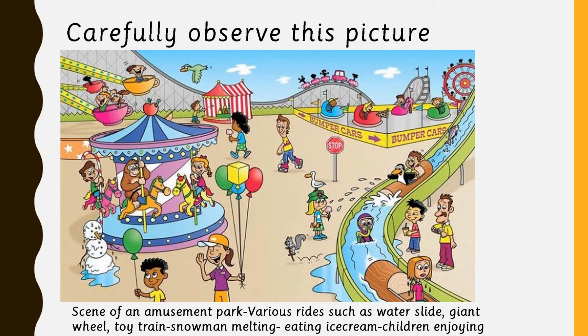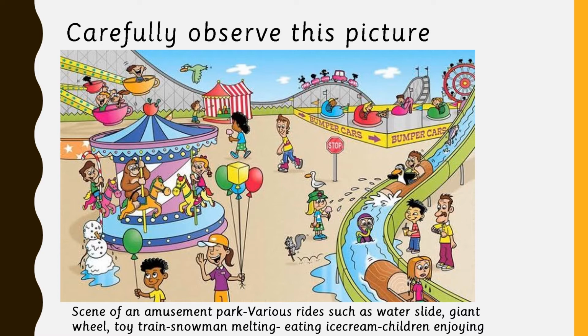Now, I want all of you to observe this picture given on your screen. Carefully see what each one is doing in the picture. What is the scene all about? Yes. Can you all see, children? Very good. Now that you have carefully seen the picture, I also want you to read the clues given right under the picture.